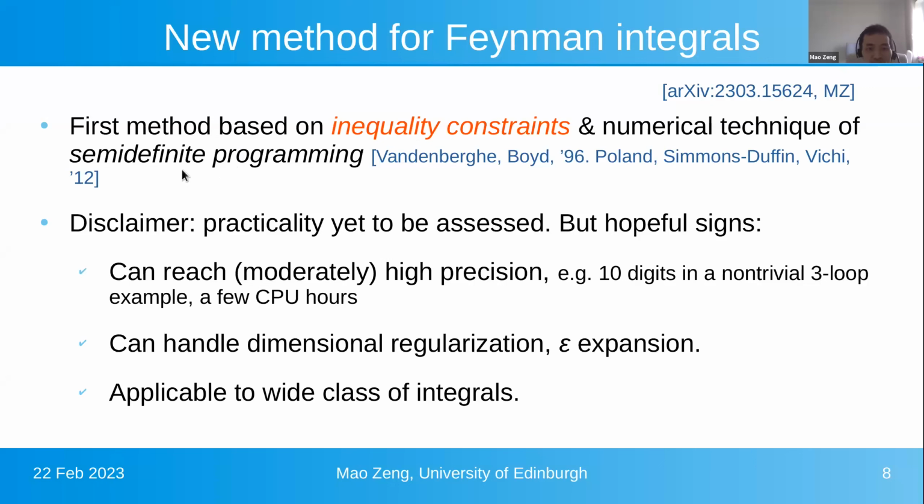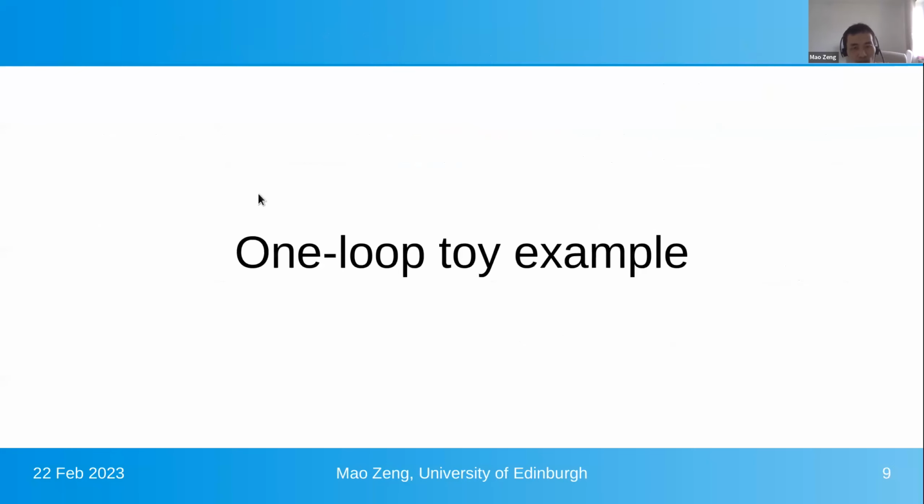I can handle dimensional regularization, i.e. the epsilon expansion, and the method seems applicable to a wide class of integrals. Now, I will start from a one-loop toy example, but before I proceed, any questions at this point? Okay, let me carry on.